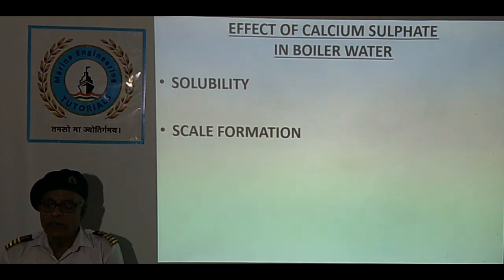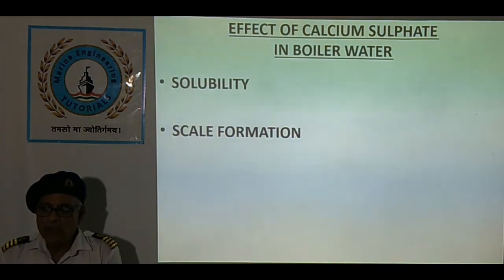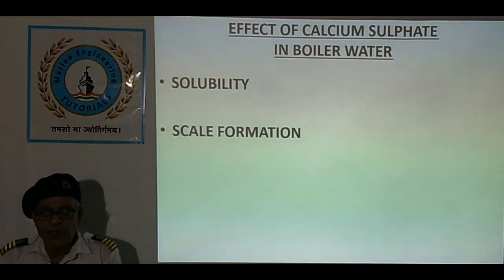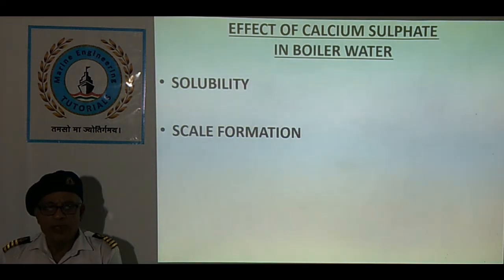Calcium sulphate is the most dangerous compound which can form a hard tenacious scale and affects the heat transfer rate greatly. This can result in overheating and subsequent failure of heating surfaces.